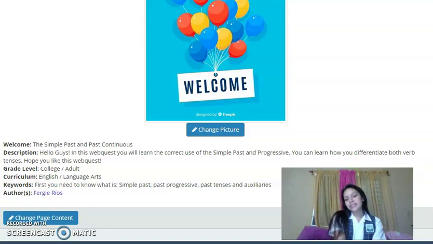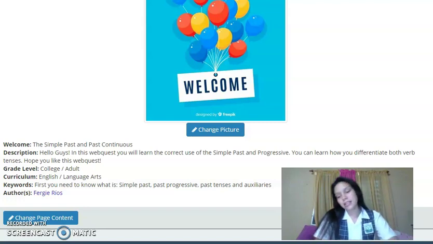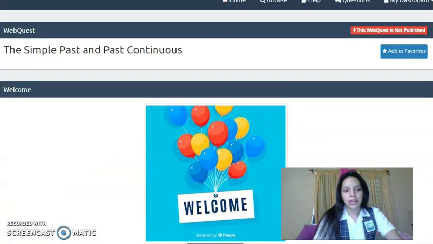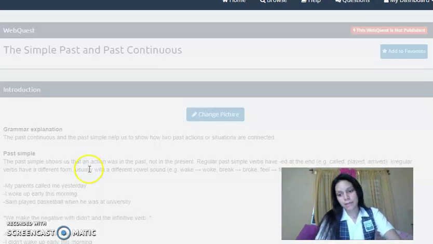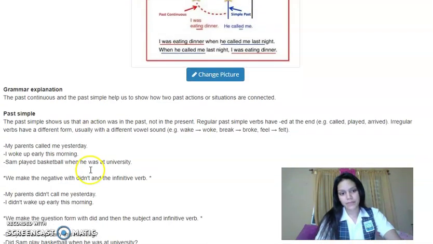Hello guys, today we are going to learn about simple past and past progressive, and we are going to differentiate these two verb tenses. And the introduction about simple past and past progressive.